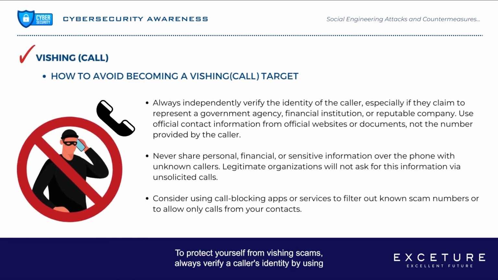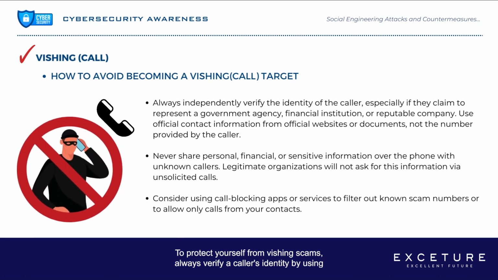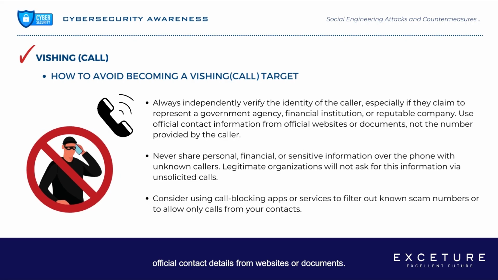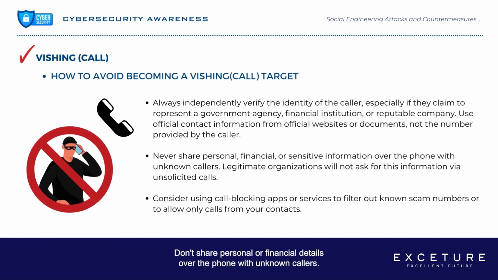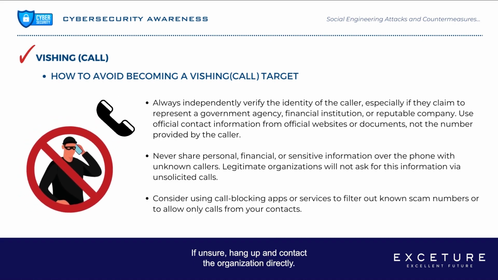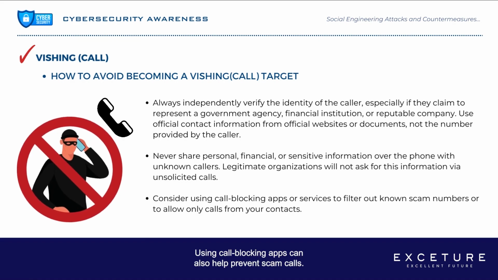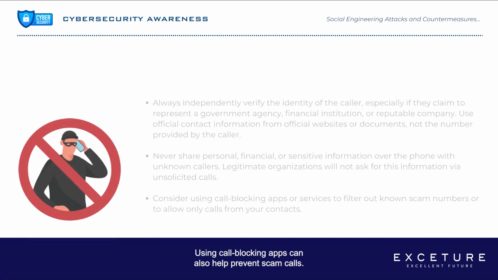To protect yourself from phishing scams, always verify a caller's identity by using official contact details from websites or documents. Don't share personal or financial details over the phone with unknown callers. Legitimate groups won't ask for such details in unsolicited calls. If unsure, hang up and contact the organization directly. Using call blocking apps can also help prevent scam calls.